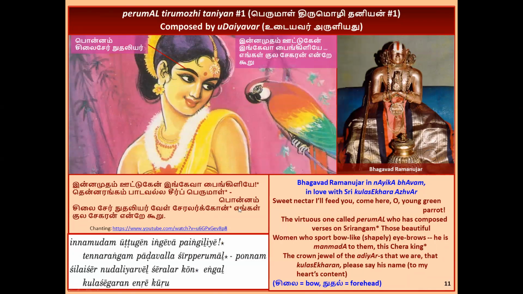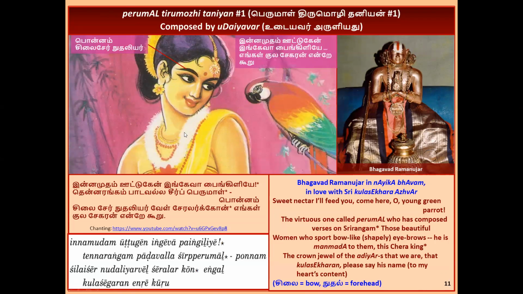In a similar way, Bhagavat Ramanujar talks about his bhakti for kulasEkhara AzhvAr, and he captures it by putting himself in that Nayaki bhavam. He imagines himself to be a Nayaki and kulasEkhara AzhvAr to be a Nayakan, and he talks about the love that he has for kulasEkhara AzhvAr. So you see, he's kind of turning the tables, if you will. He's using the technique that the AzhvArs use to capture their love for Emperuman, to show his love for kulasEkhara AzhvAr. So you have to think of Ramanuja Nayaki, if you will.